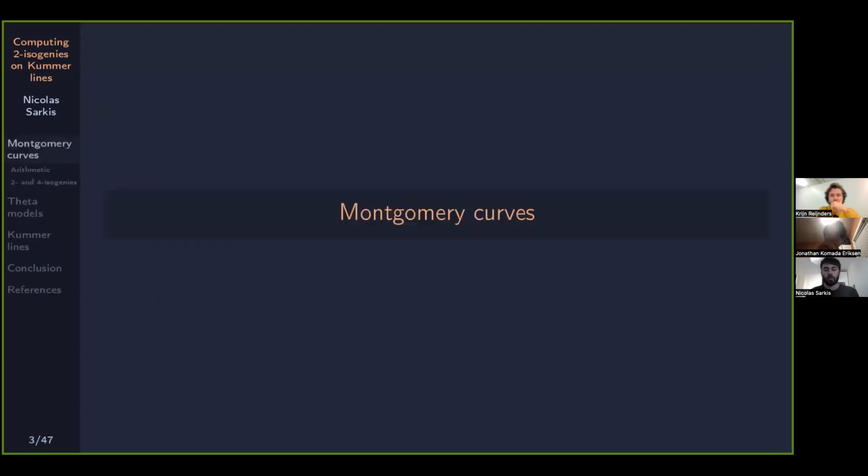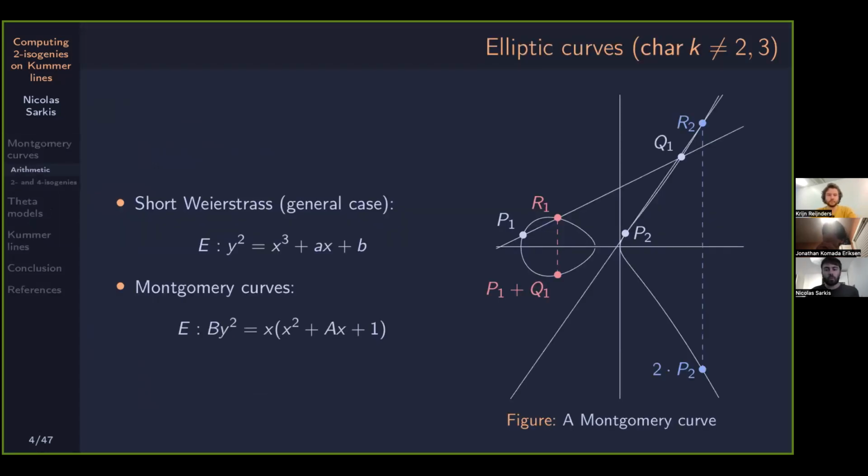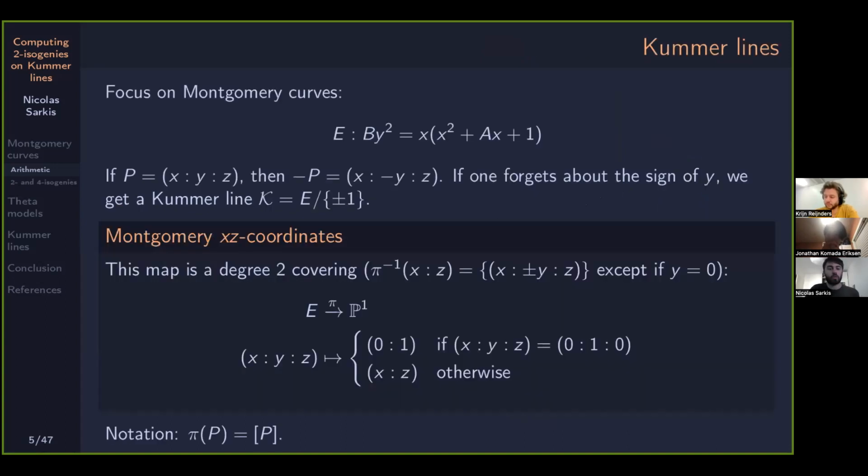So let's start with Montgomery curves first. Montgomery curves are elliptic curves. You can always put an elliptic curve in a short Weierstrass form, and Montgomery curves have this specific form, and geometrically you can show they look like this when you draw them. So they have this factor, which is important. And in this part we focus on Montgomery curves.